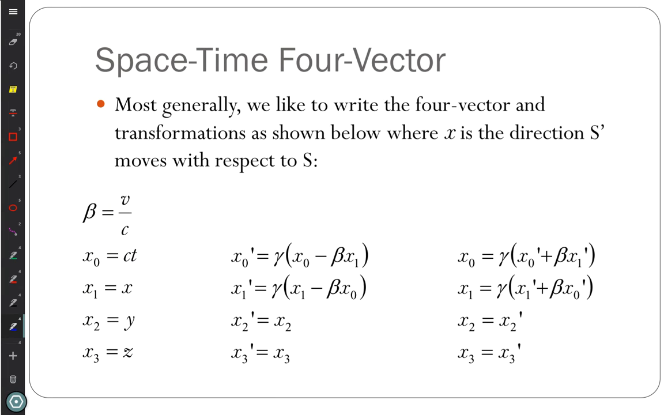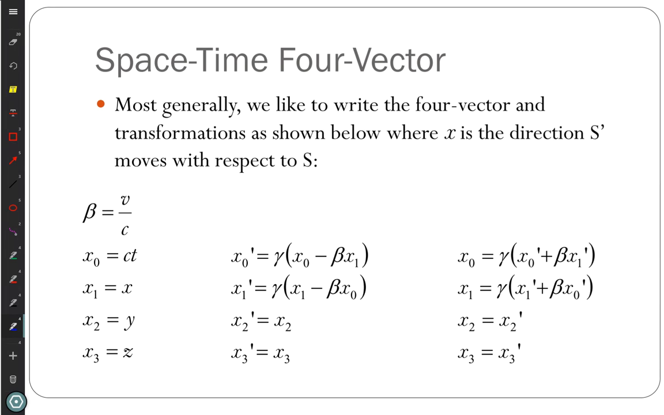So this is the summary then of our transformations. We have the x and the x' frame. I only worked through how you derive the transformation from the unprimed frame into the primed frame. But then I said, what's the difference between the primed and the unprimed? They're both correct.